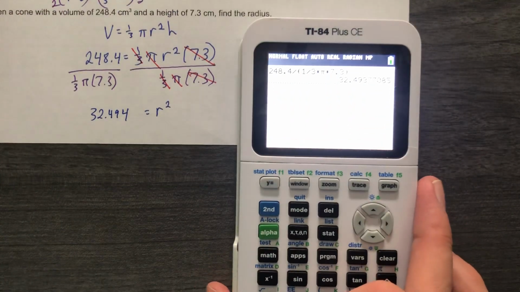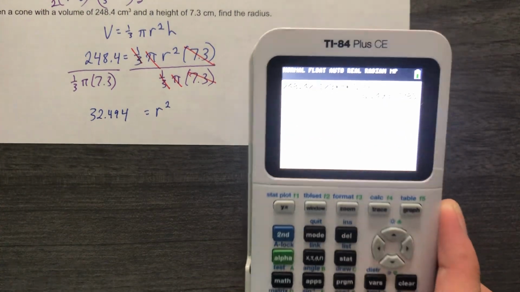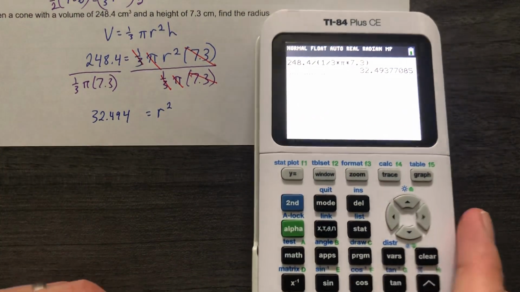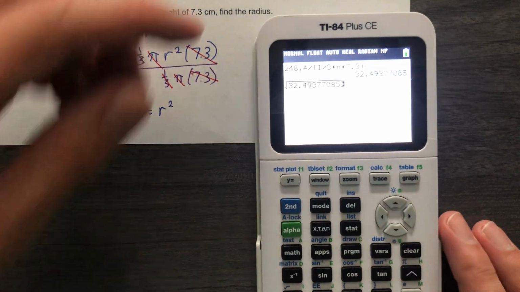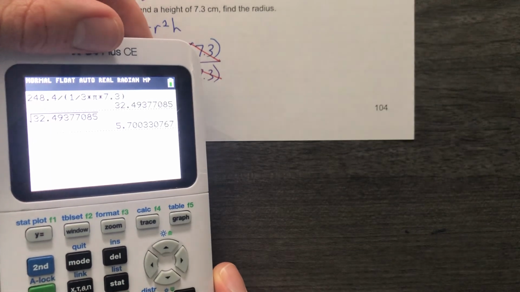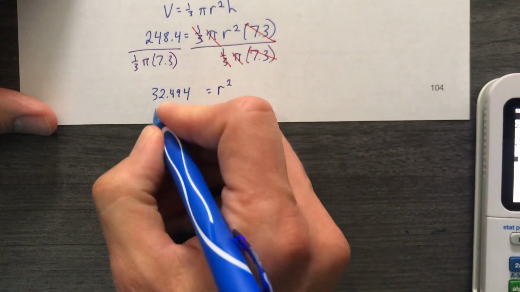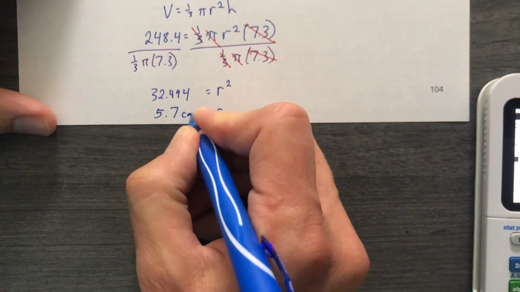I want to take the square root of actually the exact answer. With the lights off, there's a little bit of a glare from the window. It's kind of hard to see what's on my calculator. But I'm going to take the square root of my last answer. And I have, can you see it? I can. 5.7 is what I'm getting. So the radius is 5.7 centimeters.